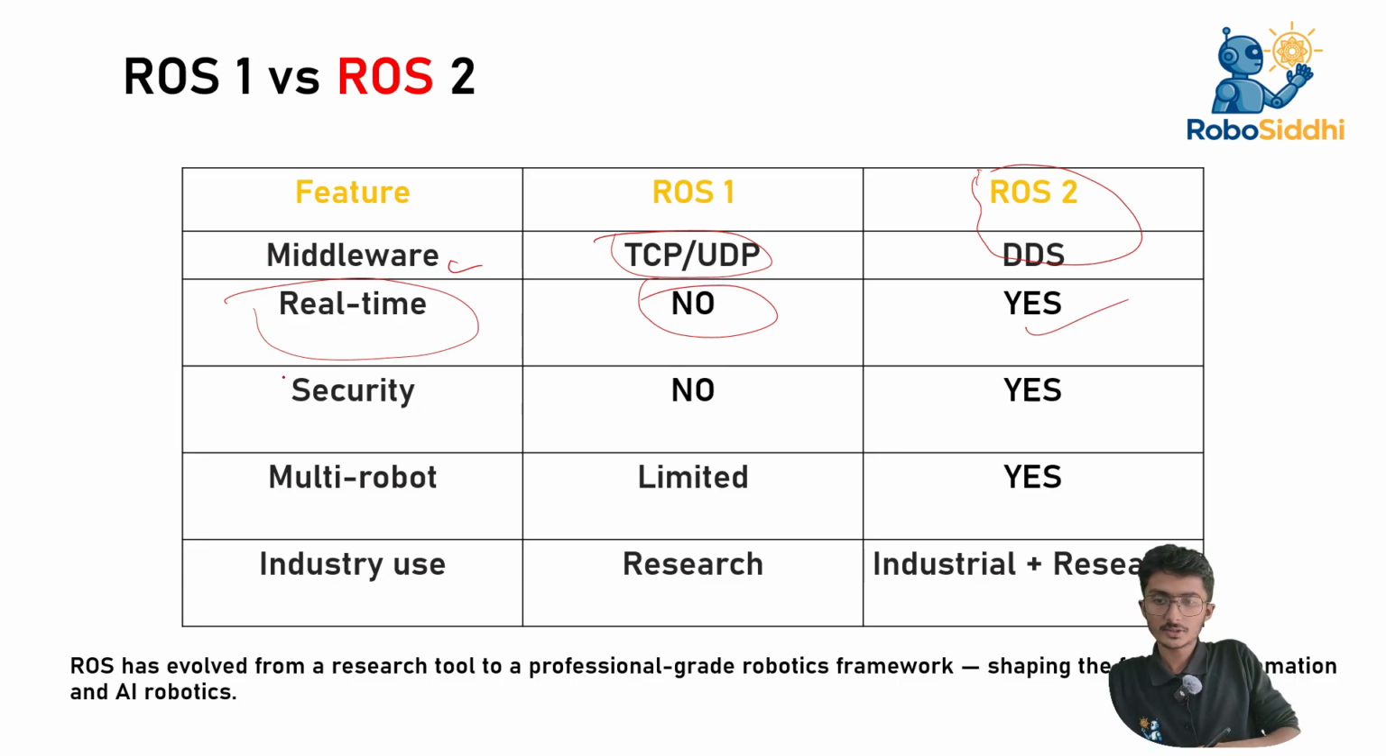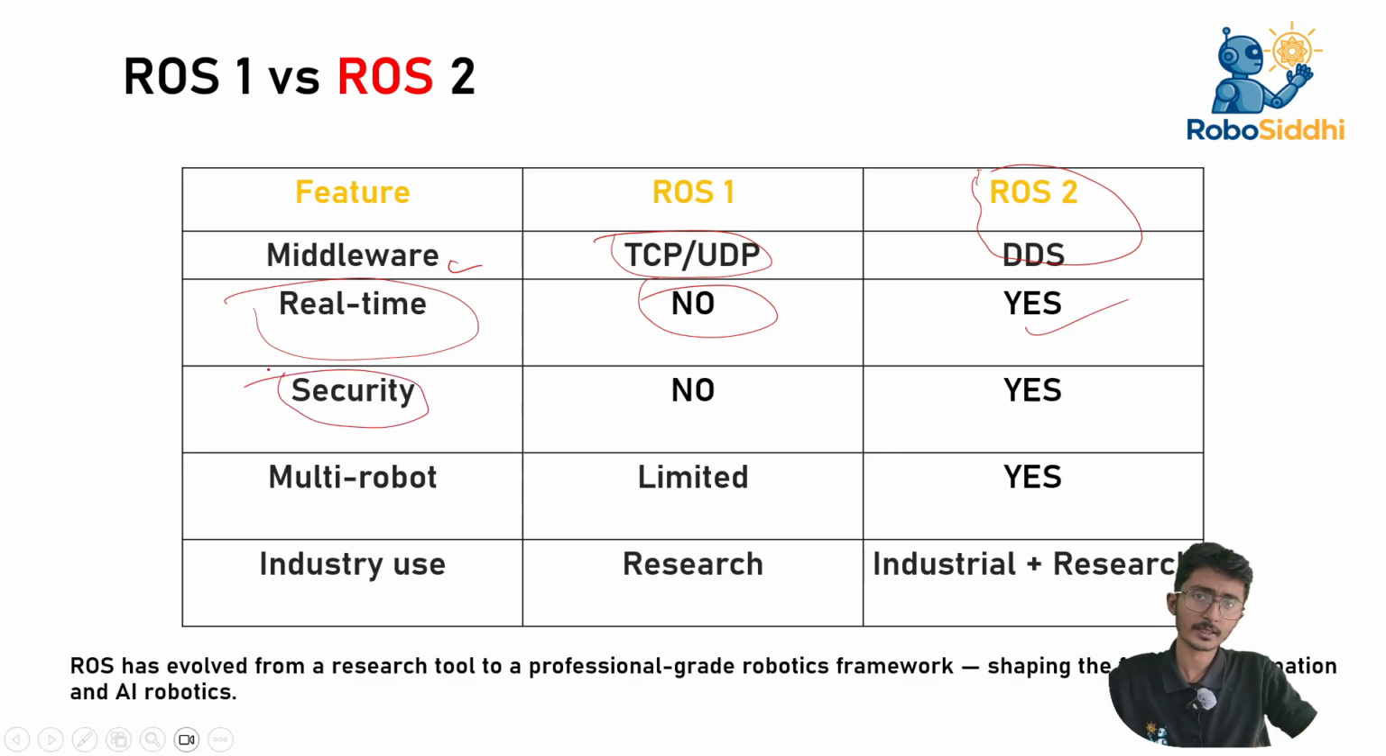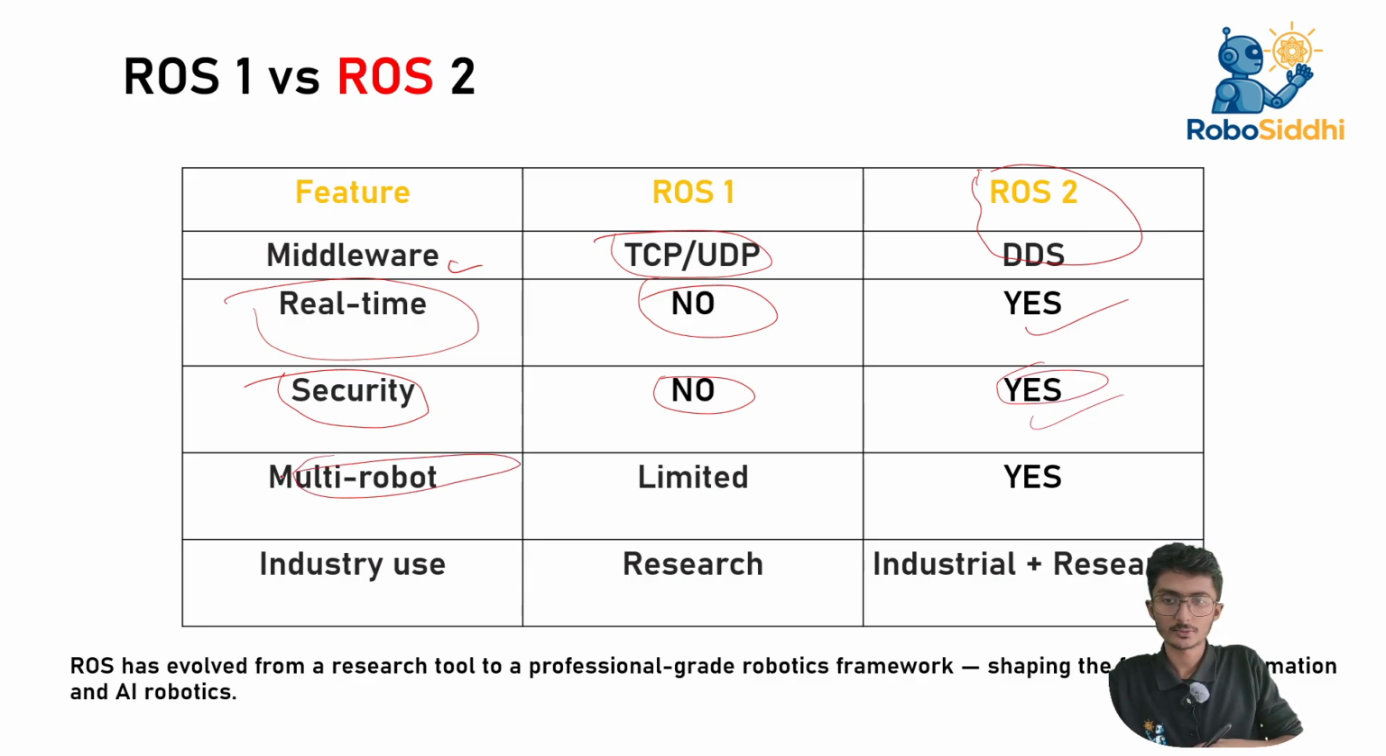So let's talk about security, which means someone can hack your robot. ROS 1 was very vulnerable, which means it has less security, but ROS 2 has more. So there's an advantage there. Multi-robot means you can control multiple robots. In ROS 1 it was limited, but ROS 2 supports many. So there are some advantages of ROS 2 over ROS 1.